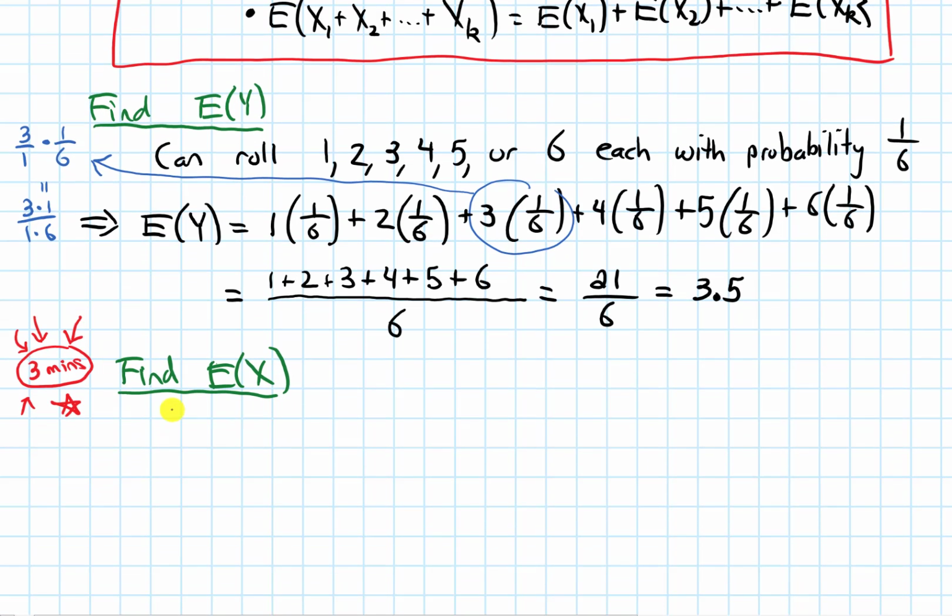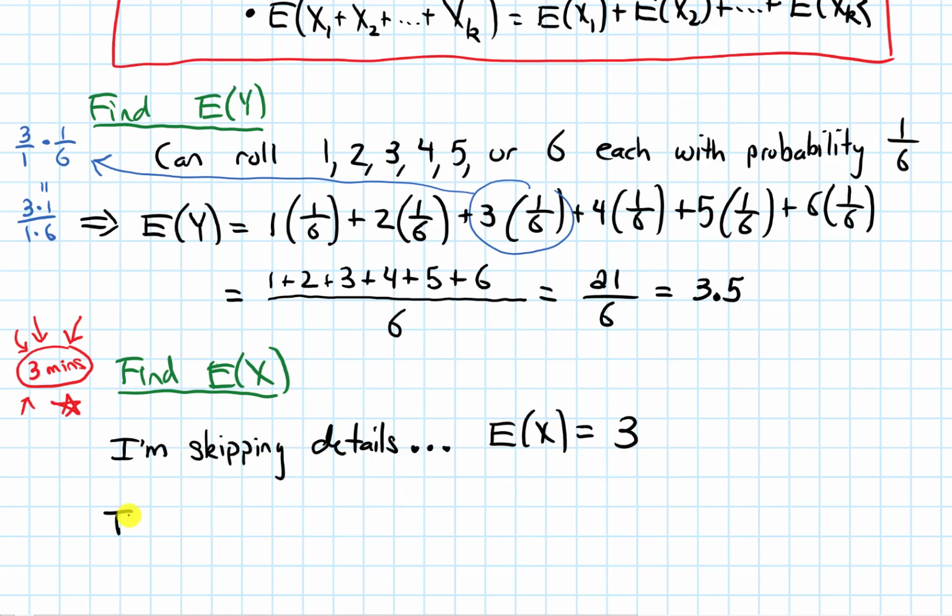Hopefully you tried that for about 3 minutes. As I mentioned, this time I am going to be skipping the details. I'm going to skip the computation and instead just say what the final answer is. The expected value of x turns out to be 3.